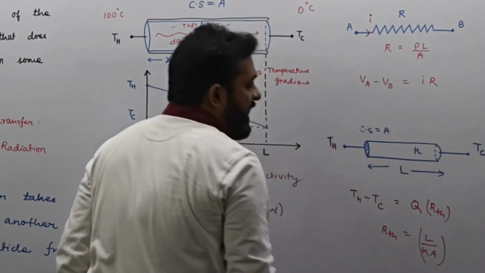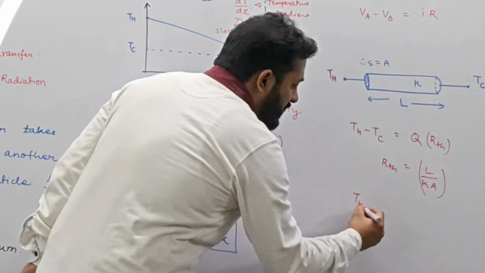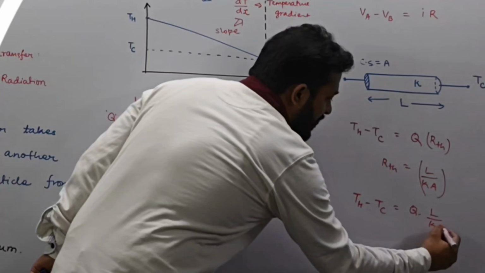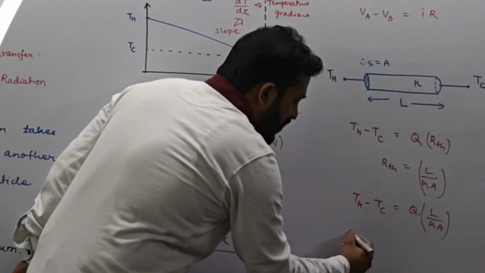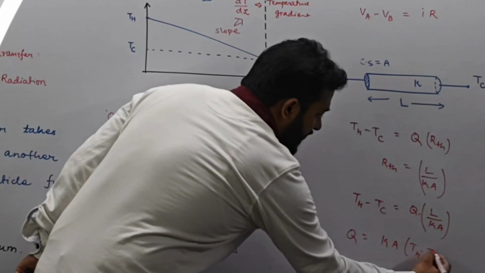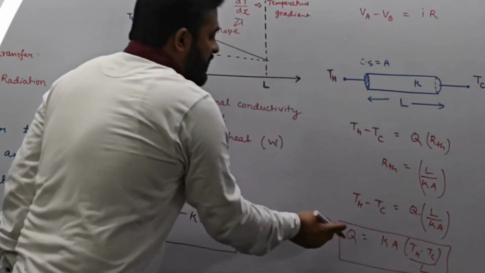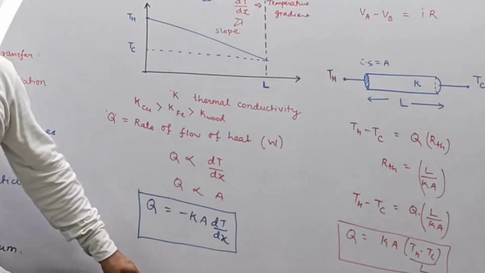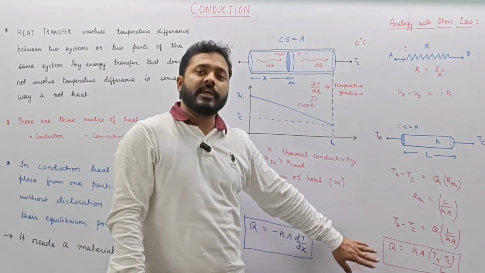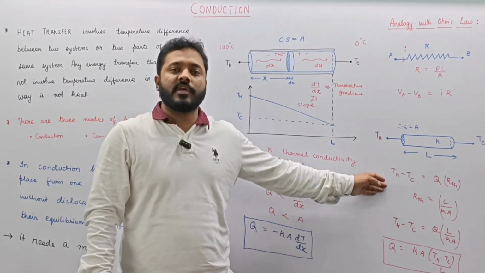So we write it as L upon Ka, and the equation will take the form Th minus Tc is equal to Q L upon Ka, and if we want to write it in this form, we can write it as Q equals Ka (Th minus Tc) by L. So we can write this equation in this form. So this is the equation for heat transfer taking place through conduction. This is the more easier way of writing the equation.